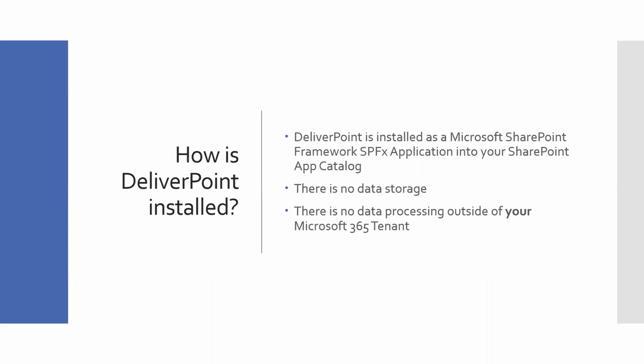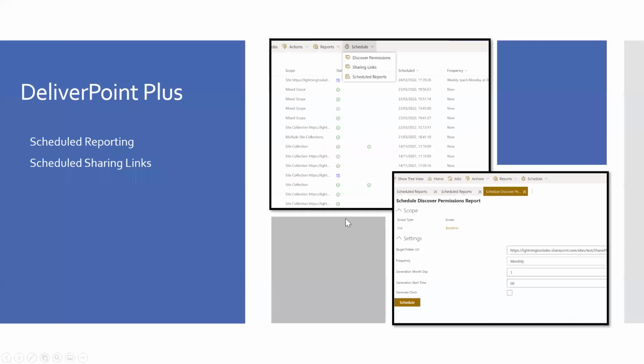Another question that we often get asked is, whereabouts is all the data stored? And the good news is there is no data that we're storing at all. All of the reports that you saw were all running in real time, and they're processed inside of your tenant. So when I produce a Discover Permissions report, we're basically using a mixture of Microsoft Graph and also the client-side object model inside of your environment to provide that report. So there is no processing, there is no storage of data outside of your tenant.